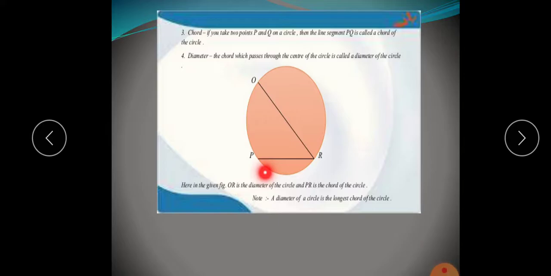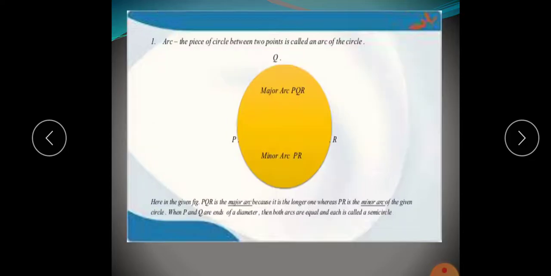So diameter. What is the diameter? The chord which passes through the center of the circle is called a diameter of a circle. That is the longest chord in a circle. Longest chord of the circle.